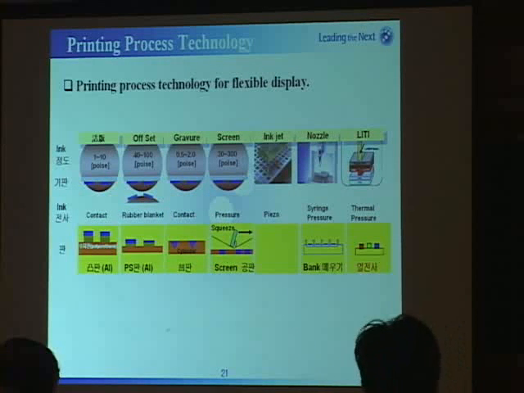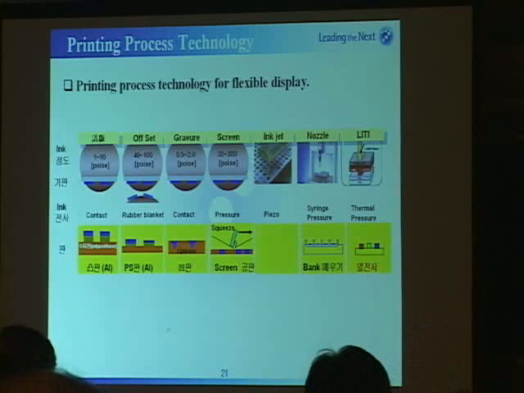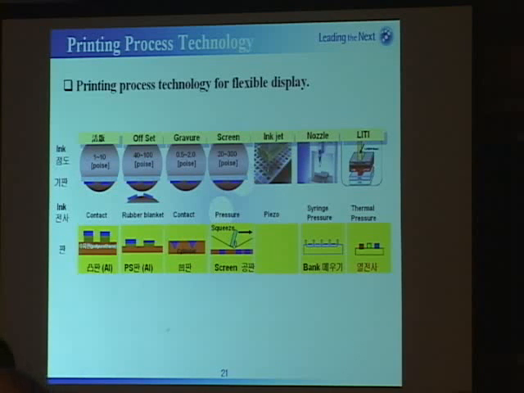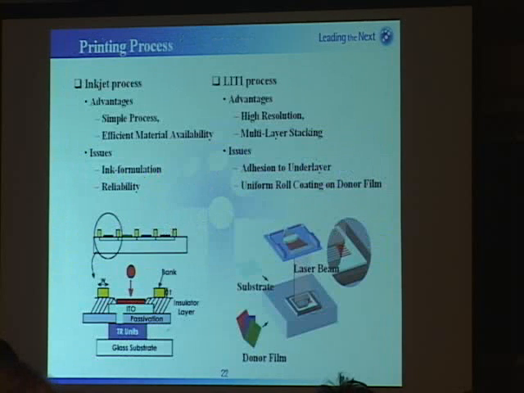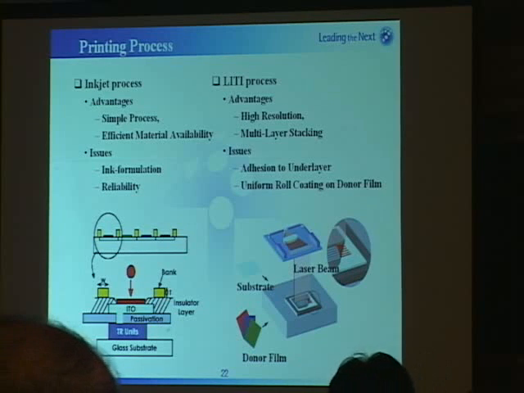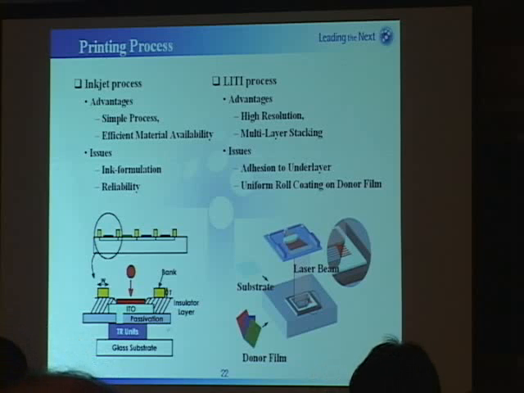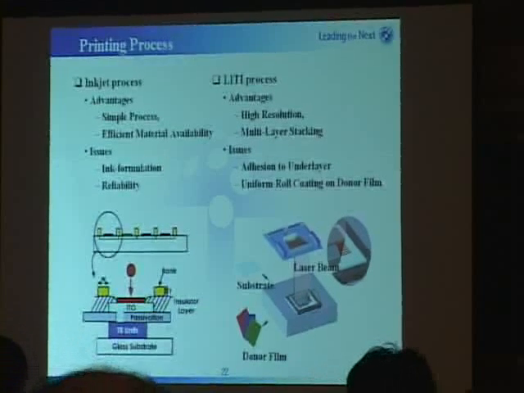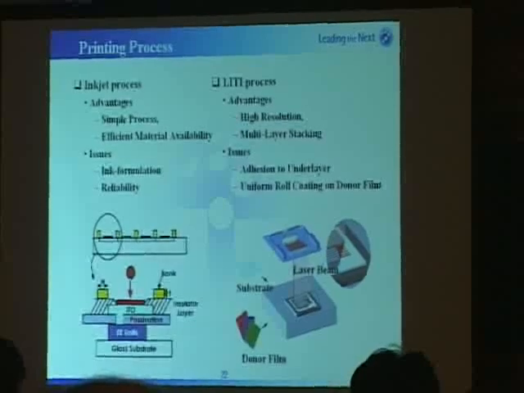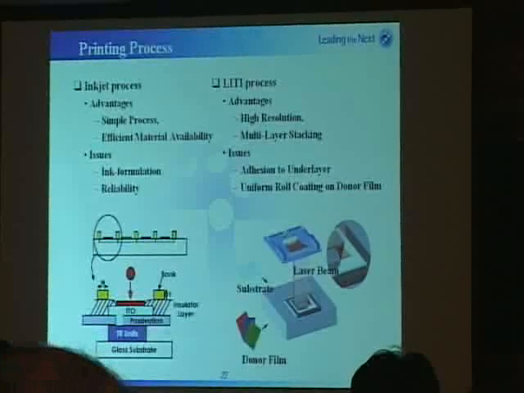This picture shows the printing process technology for the flexible display: contact printing, offset, gravure, screen, inkjet, nozzle, and related processes. Among them, the inkjet process and related processes are now most intensively developed. Advantages of the inkjet process are a simple process and efficient material availability. However, ink formulation is required and reliability is not yet established.